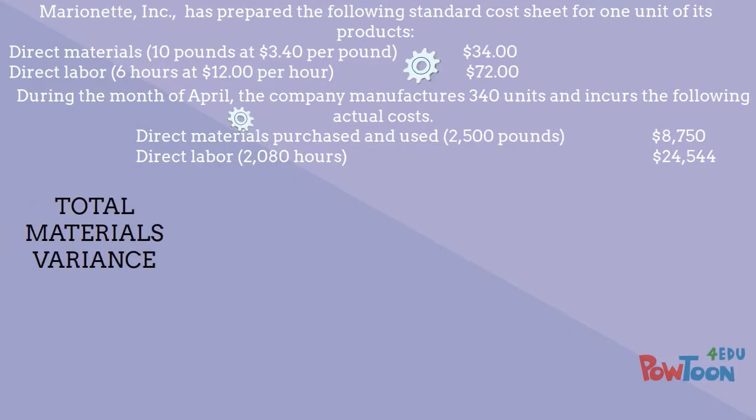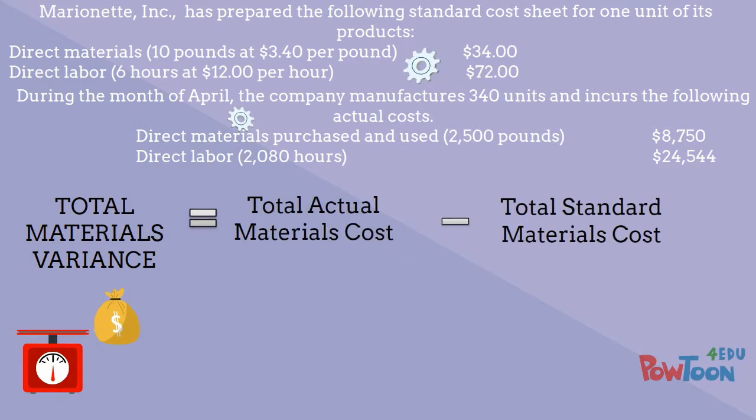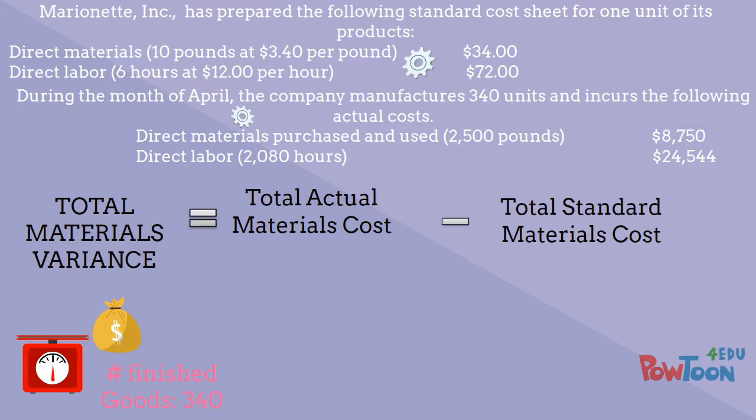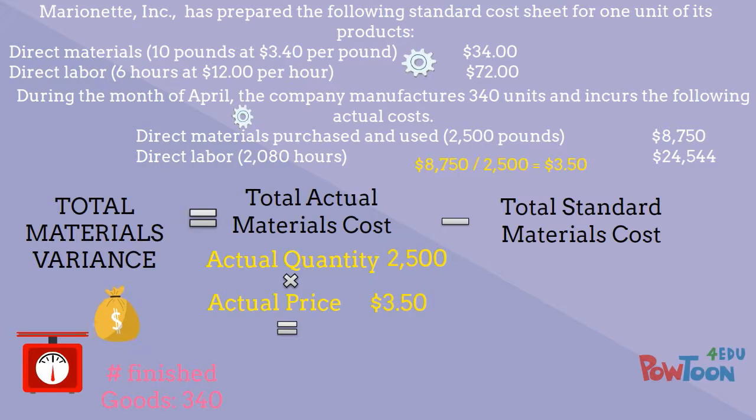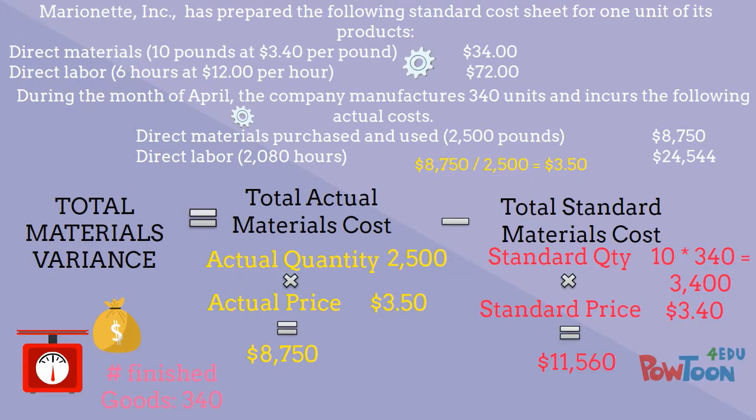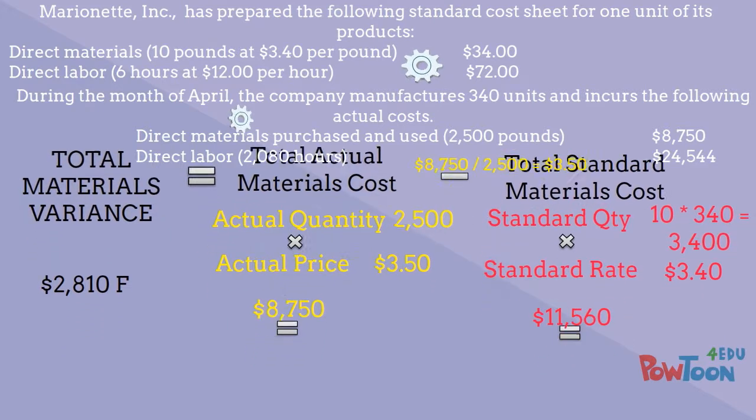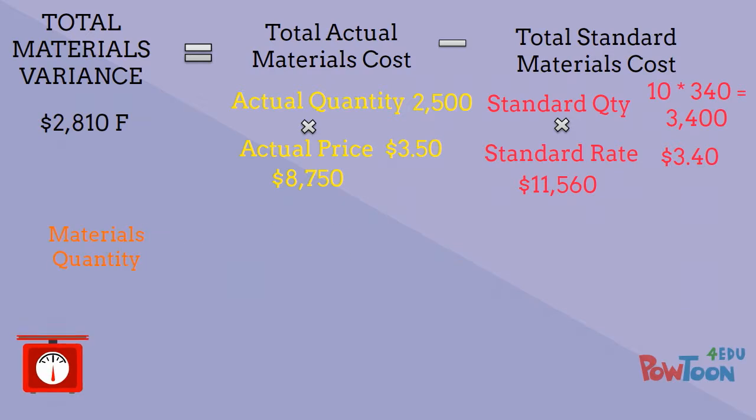Now let's go back to our problem and look at the materials variances, which is the total actual materials cost minus total standard materials cost. And again, we need to make sure that we are looking at the totals based on the 340 units of finished goods. We then can separate our actual materials cost into actual quantity times actual price. I again had to calculate the per unit price because that is what we use for our variance calculations. Then we separate our standard materials cost into standard quantity times standard price, and we can see that we have a $2,810 favorable variance.